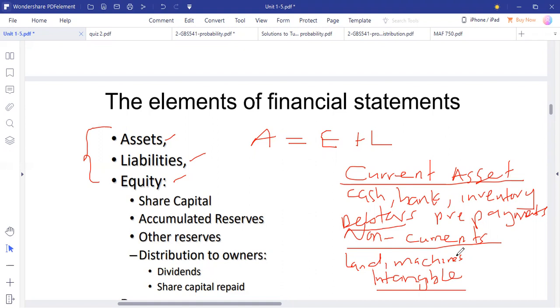And we have equity. Equity includes share capital, accumulated reserves, and other reserves. Okay, so equity is simply what owners of the business will place through shares. So we call that share capital. And this one usually emanates from preferential shareholders.